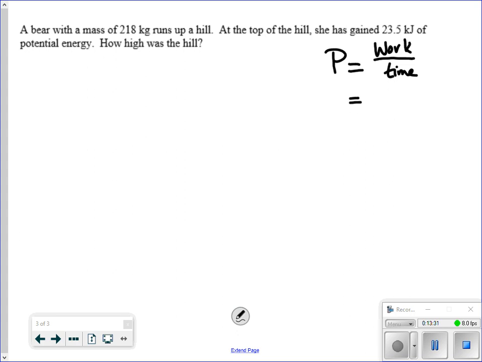You can expand this, though, into a couple of other possible definitions. We know that work is force times distance, so I could say it's the force times the distance over the time.